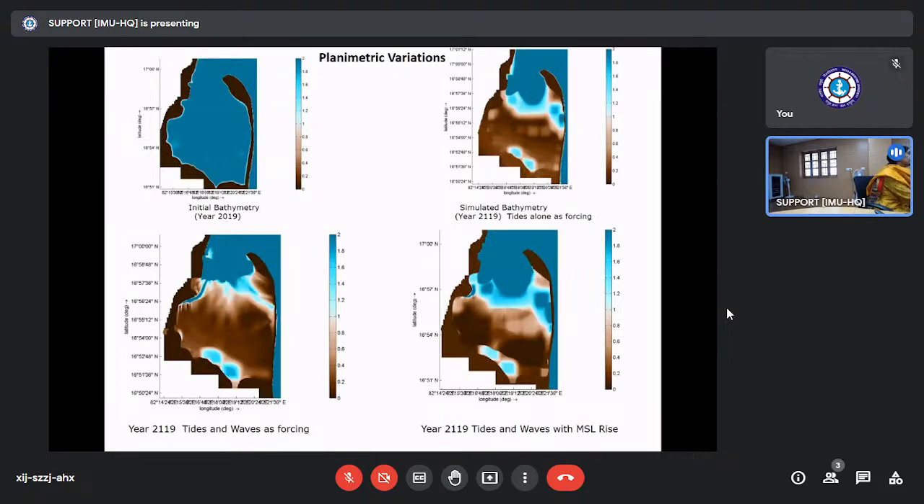The first image shows the initial bathymetry for year 2019. The legend shows the bathymetry changes, from 0 to 2 meters. These graphs show that with tides alone as forcing, the bathymetry has decreased, which shows that deepening of the bay has occurred. With waves and tides coupled, the depth has again increased, and with sea level rise, we can see that as sea level rise increases, water volume is more.